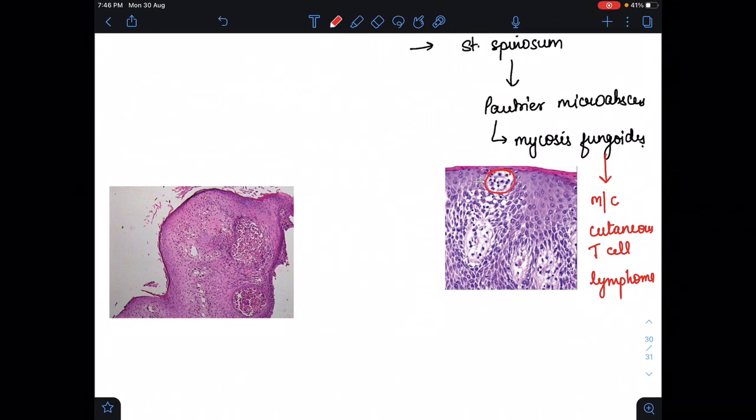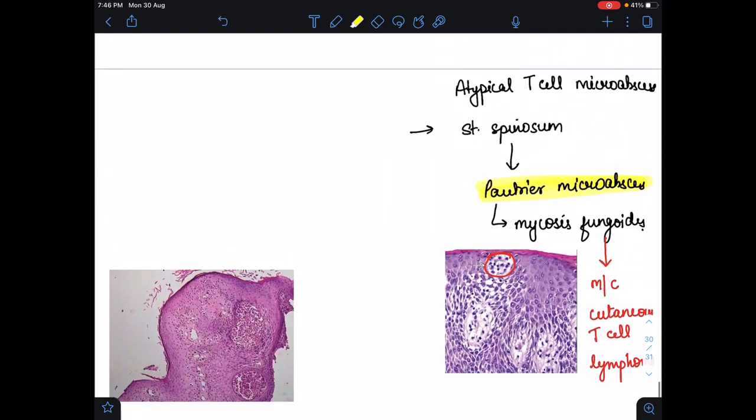And here, as we see, these are the Pautrier microabscesses. In mycosis fungoides, we see the Pautrier microabscess.